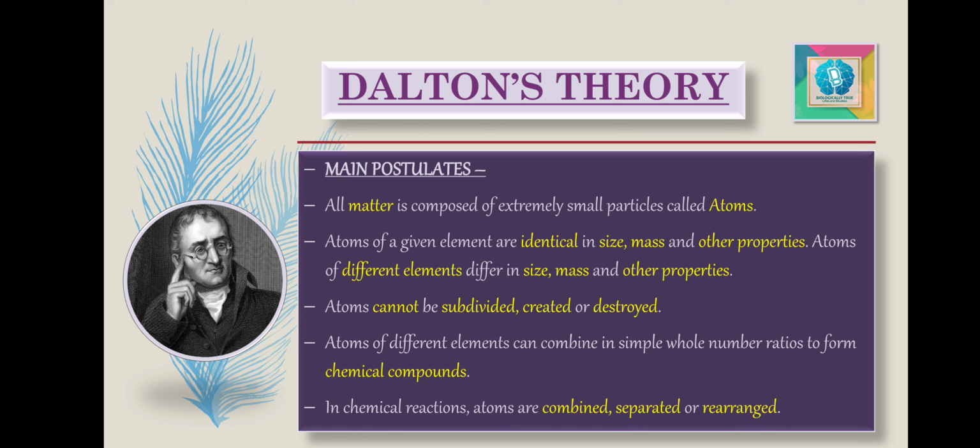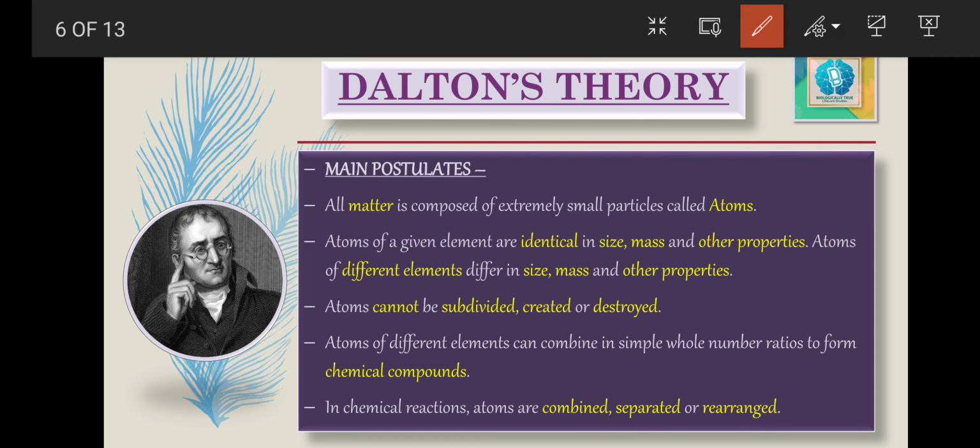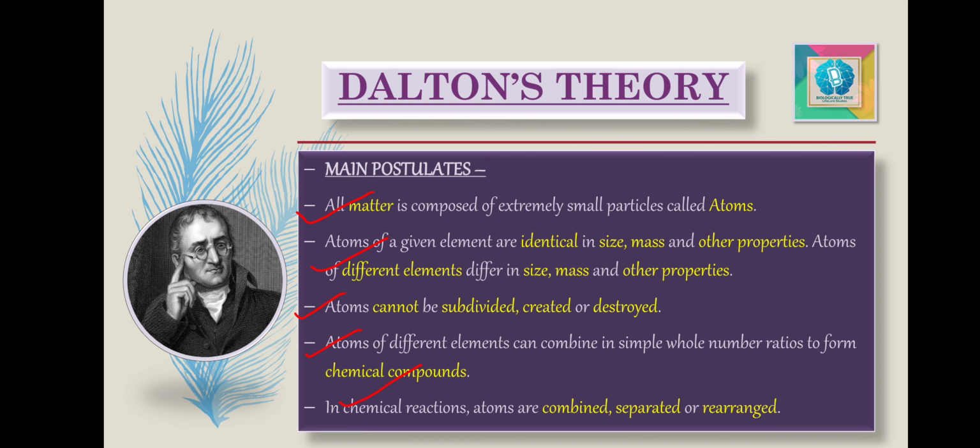The main postulates of Dalton's atomic theory were that matter consists of very small and indivisible particles called atoms. Atoms can neither be created nor destroyed. Atoms of an element are alike in all respects, but they differ from the atoms of other elements. The atoms of an element combine in small numbers to form a molecule. The atoms of one element combine with the atoms of another element in a simple ratio to form the molecules of a compound. And lastly, atoms are the smallest unit of matter that can take part in chemical reactions.